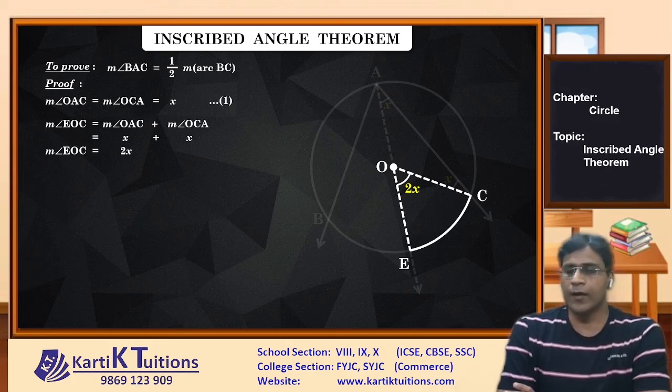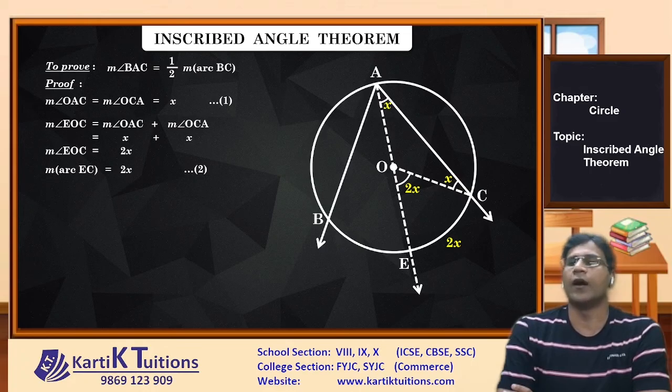Just now we have studied the measure of central angle is equal to the measure of its intercepted arc. Now here, which is the intercepted arc? It's arc CE. So if the angle COE is 2x, then the measure of arc CE will also be 2x. So let us write it down. Measure of arc EC is equal to 2x.